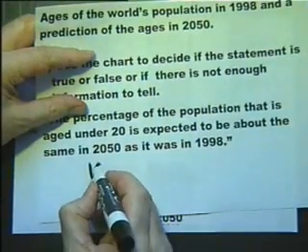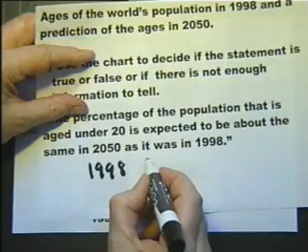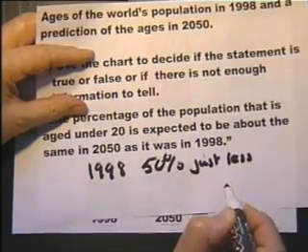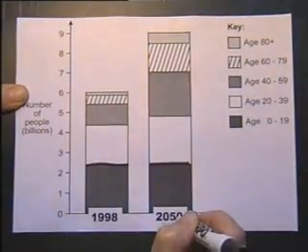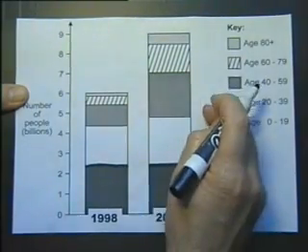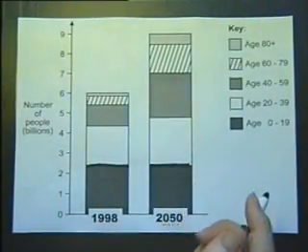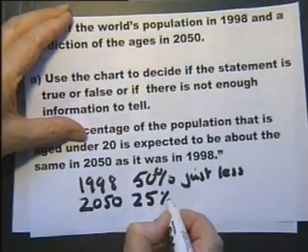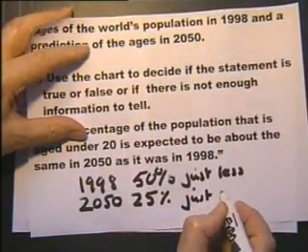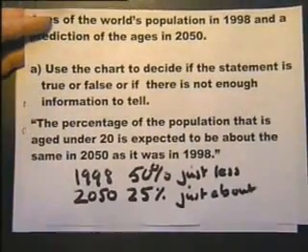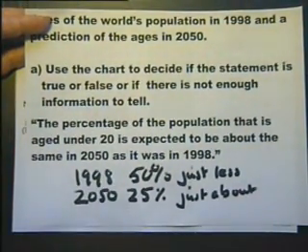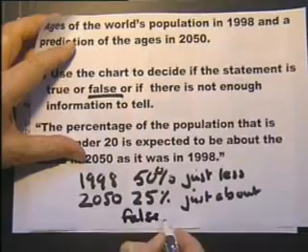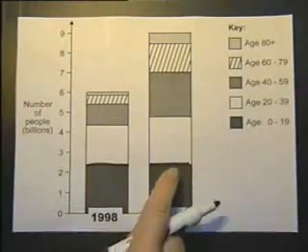So we can say in 1998 the percentage is just less than 50%. Whereas in 2050 the projection is possibly about a quarter. In other words, 25%. I'm sure there are other ways of answering this question, but with a suitable comment there, we can say that in fact the suggestion is false by looking at the actual percentages rather than the number.